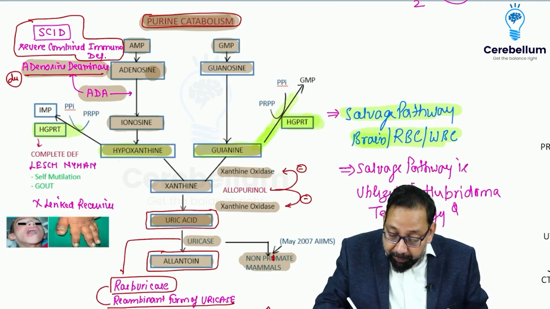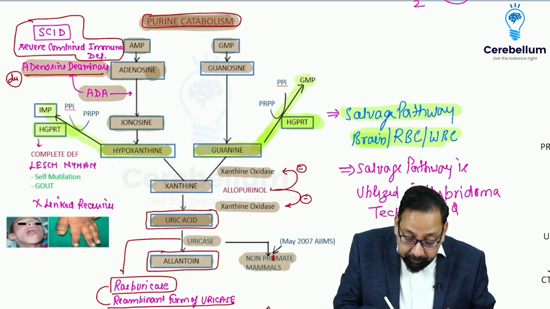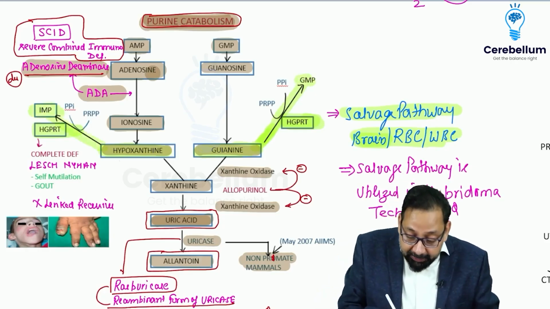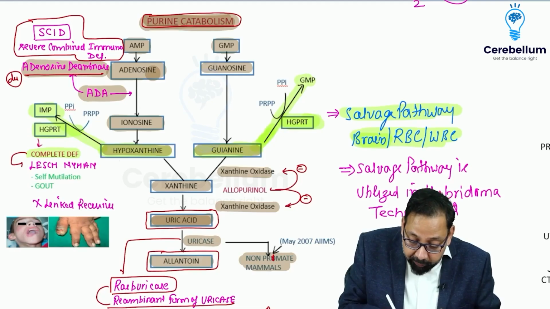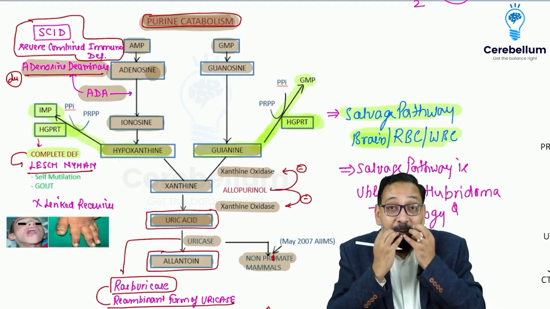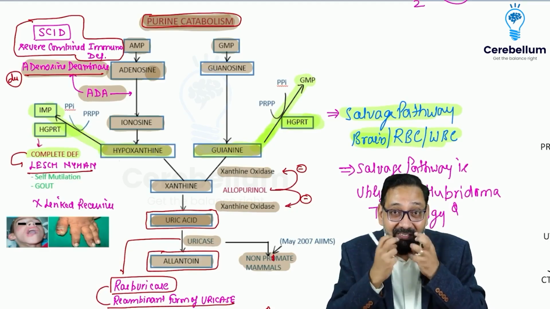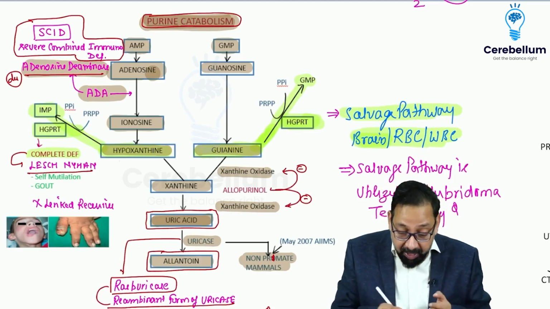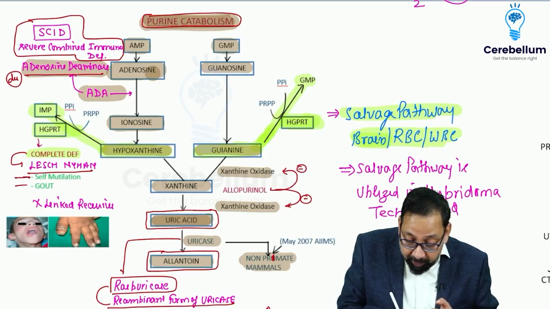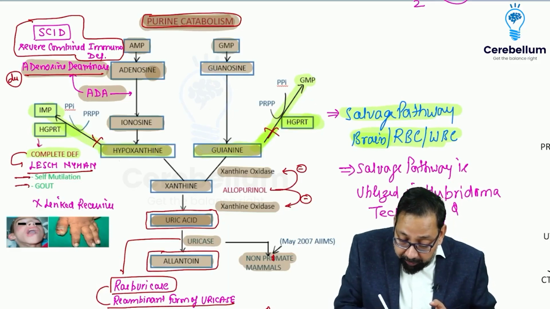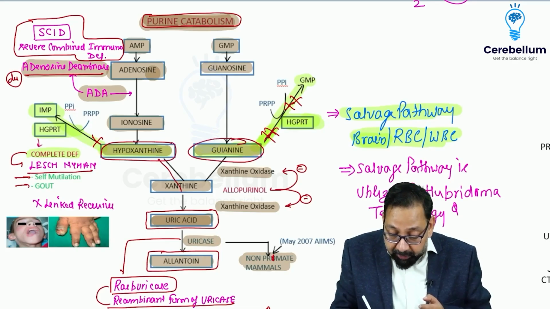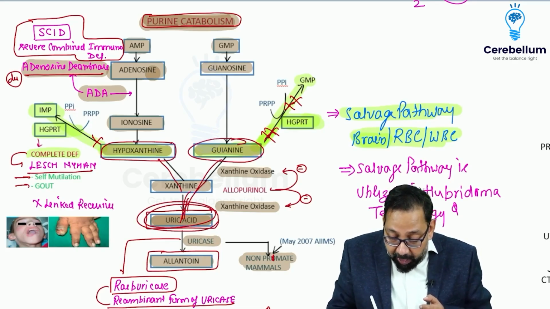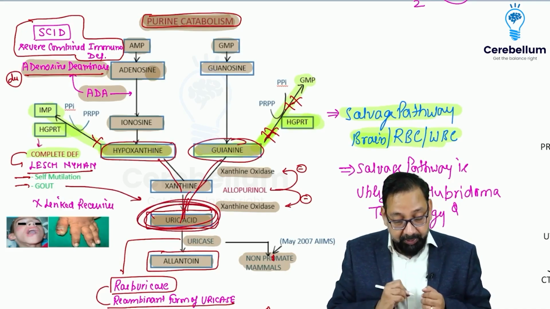HGPRT converts guanine to GMP and hypoxanthine to IMP. If this HGPRT is completely deficient, it leads to Lesch-Nyhan syndrome. In Lesch-Nyhan syndrome, there is self-mutilation, self-injurious behavior, neuropsychiatric symptoms, and gouty symptoms. If this step is not occurring, if guanine and hypoxanthine are not converted back, then more and more guanine and hypoxanthine will be converted to uric acid, causing hyperuricemia and gouty symptoms.